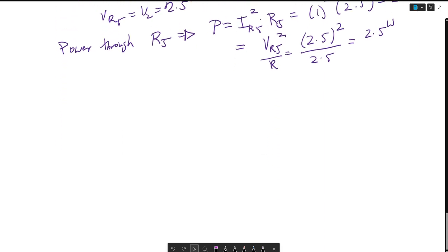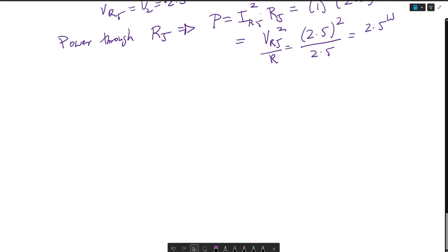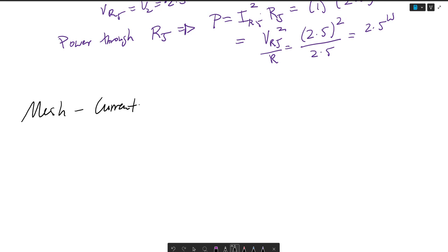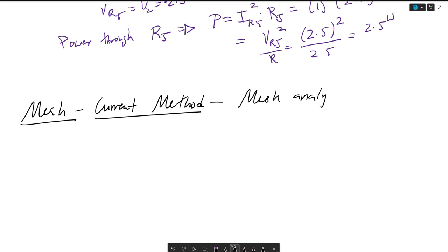So now let's dive into the mesh current method. We refer to this as mesh analysis for short. And again, this is also a very fundamental method that is used across the board in electrical engineering. And we say that a mesh is a loop that encloses no other loop. The current associated with a mesh is a mesh current.